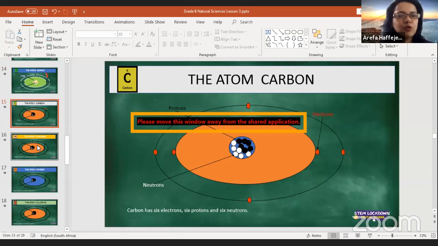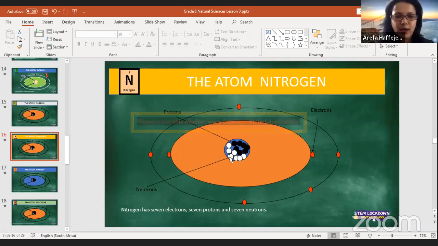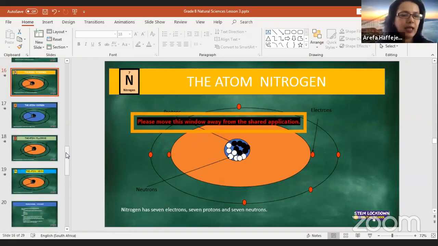Right, so we're going to move on to nitrogen. The nitrogen atom is 7. So we have nitrogen has 7 electrons, 7 protons, and 7 neutrons. So here's your protons, the black little marbles. The neutrons are your white marbles, and your electrons are the red marbles outside. So the color doesn't mean that that's the color of the atom. That is not a specific color. We just put it in different colors for you so you can identify them.